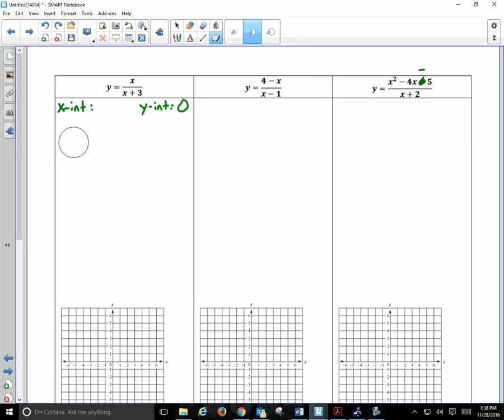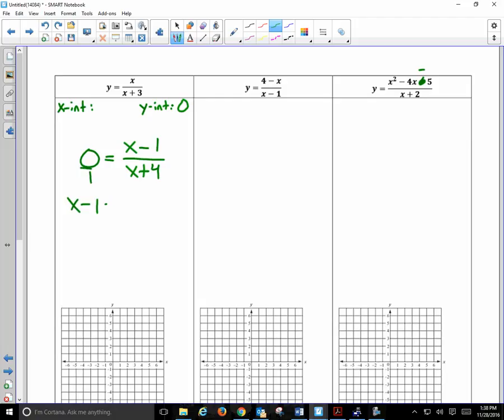Watch, I'll show you another example. x minus 1 over x plus 4 is equal to 0. Anybody know what number satisfies that equation? 1. It's wherever the top is equal to 0. If you don't like that, watch what happens if we cross multiply. You get x minus 1 is equal to 0.